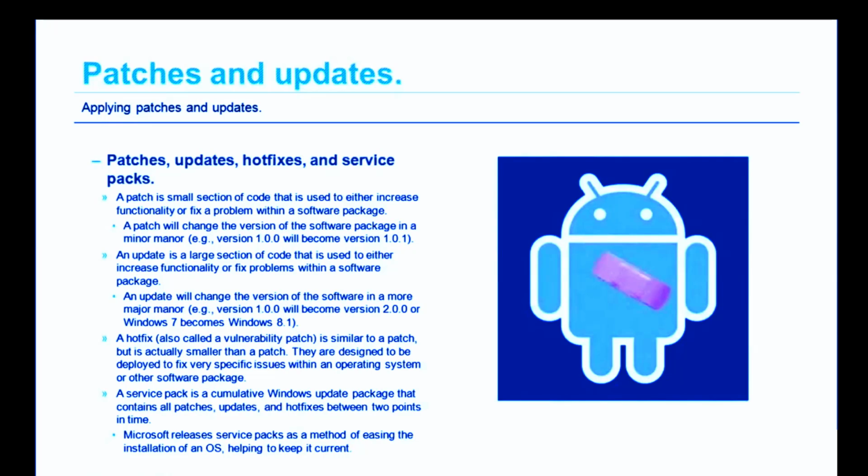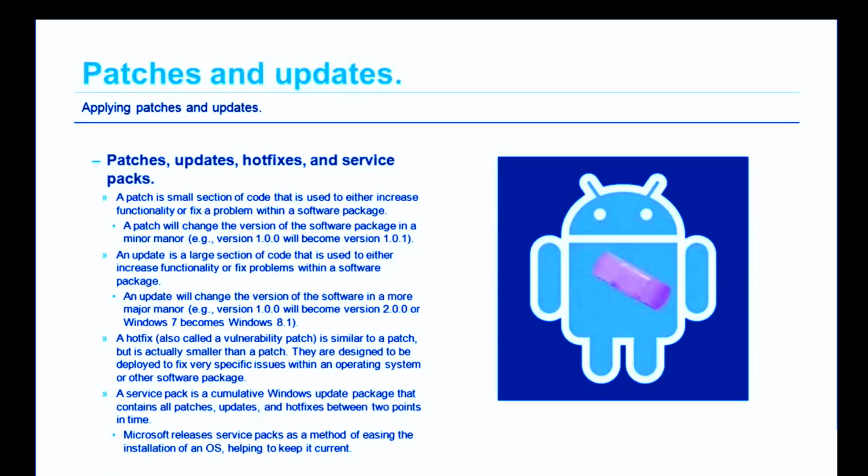A patch is a small section of code that is used to either increase functionality or fix a problem within a software package. A patch will change the version of the software package in a minor manner, as in version 1.0.0 will become version 1.0.1.